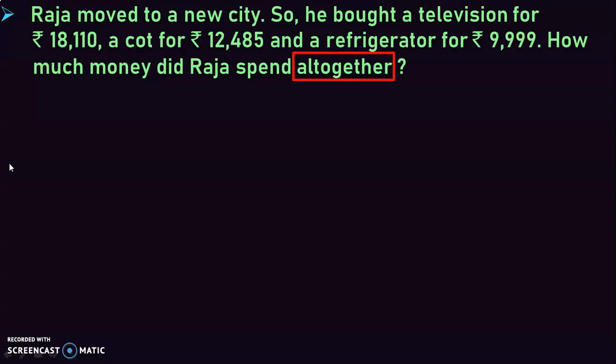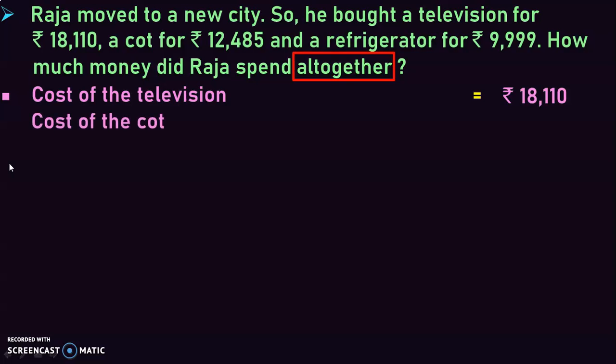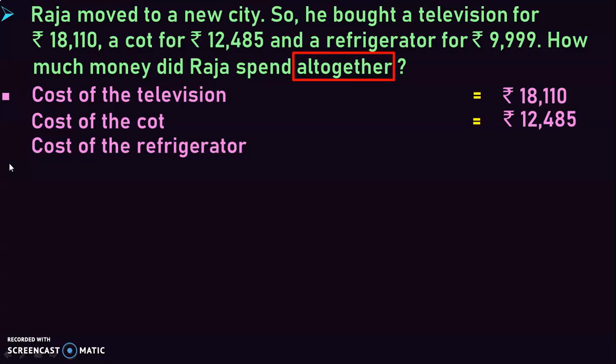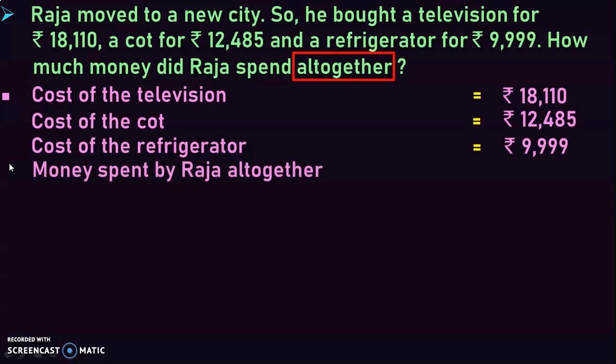Okay, the next step is to write down the statements. Cost of the television is equal to rupees 18,110. Cost of the cot is equal to rupees 12,485. Cost of the refrigerator is equal to rupees 9,999. What do we have to find? Money spent by Raja altogether, which can be found out by adding rupees 18,110 plus rupees 12,485 plus rupees 9,999.